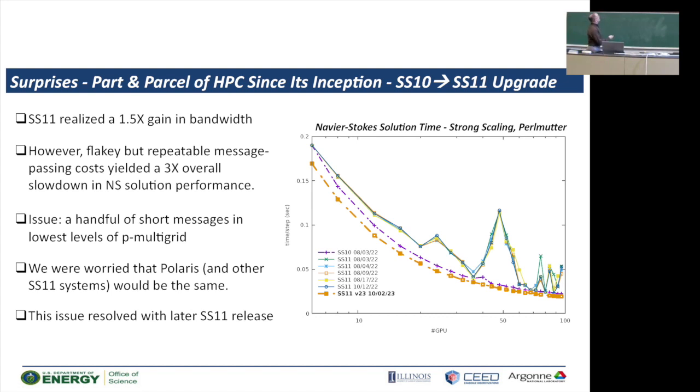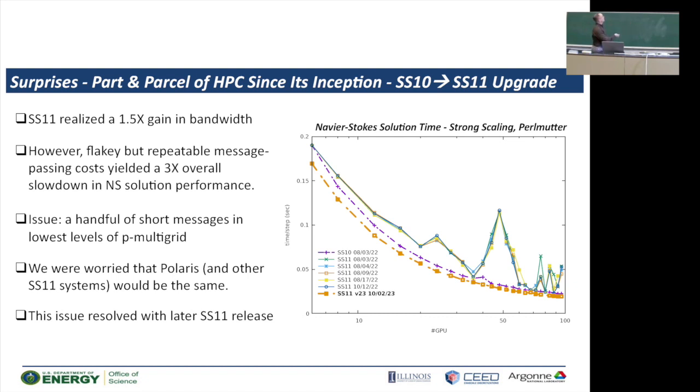So this, the purple here, is Slingshot 10 in 2022. And then the X's here are Slingshot 11, just one day later. At this processor count, the Navier-Stokes solution time is a factor of 3 higher. We traced it back to the coarsest kernel in the multigrid, where you're sending very short messages of length 32 bits each. And they were taking 100 to 1,000 times longer, such that the overall Navier-Stokes time went up by a factor of 3. This was devastating for us, and it was extremely repeatable.